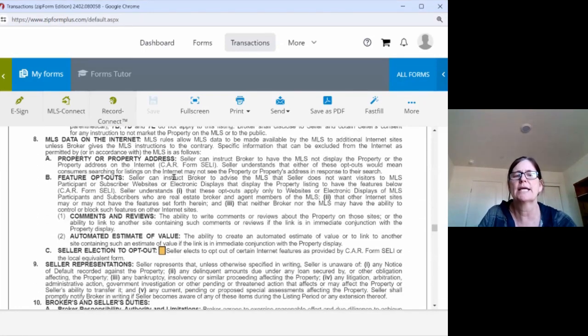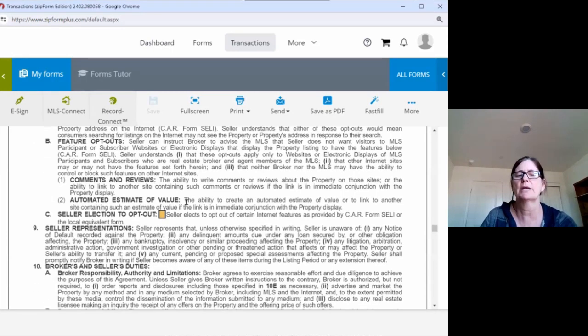And then it shows what data is going to be on the internet. So the property address, you can, in some instances, opt out of certain things being on the MLS. Like you can have a listing that doesn't have the address on there. That is an option. I've never used it. Some systems will have like an automated estimate of value. Sometimes we can affect whether that shows or doesn't show.